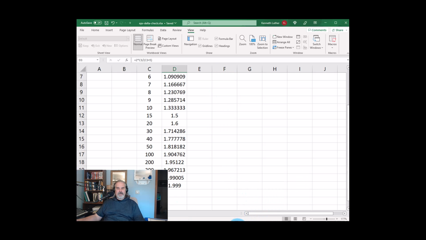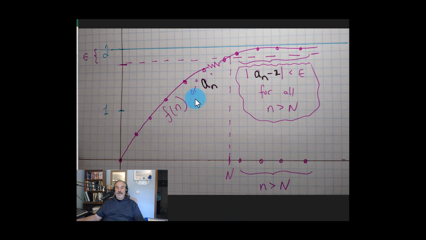Here is a picture of that. It's not a good picture, but it's a picture. This curve is either the function 2x over x plus 5, or if you follow the dots, those are supposed to be representations of the value of 2n over n plus 5 when n is 1, then 2, then 3, then 4, and so on.